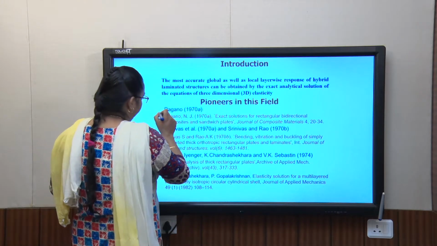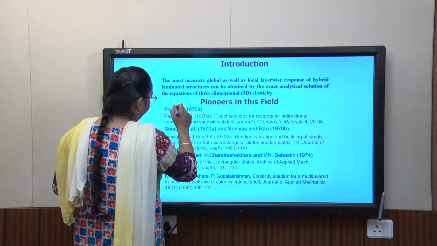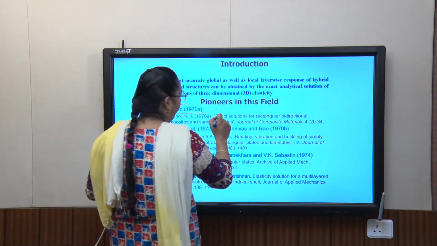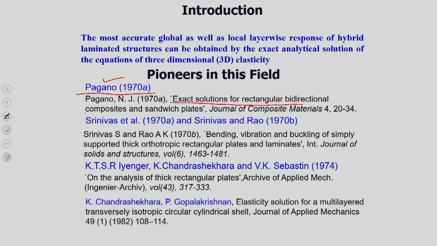So, in the literature it is found that in 1970 Pagano presented an exact solution for a rectangular bidirectional composite and sandwich plate. At the same time, he is from USA, and from India, Srinivas et al. and Srinivasan Rao. So, basically there are two papers, one is Srinivas et al., with 3 authors, and in the second paper there is Srinivasan Rao.